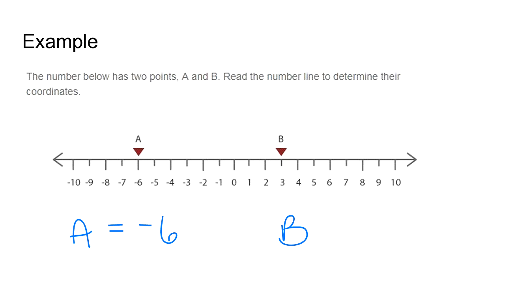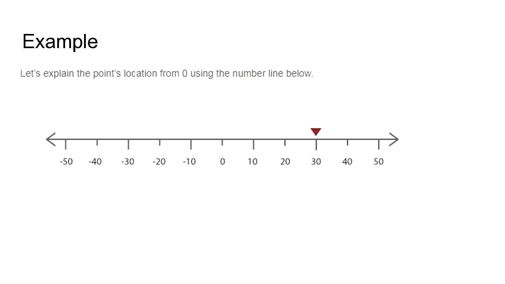Okay, go ahead, someone, and tell me what the coordinate for B would be. 3. Very good. Positive 3. But again, we don't have to write the positive sign. It's just 3. See, these chapters are so easy for you guys.